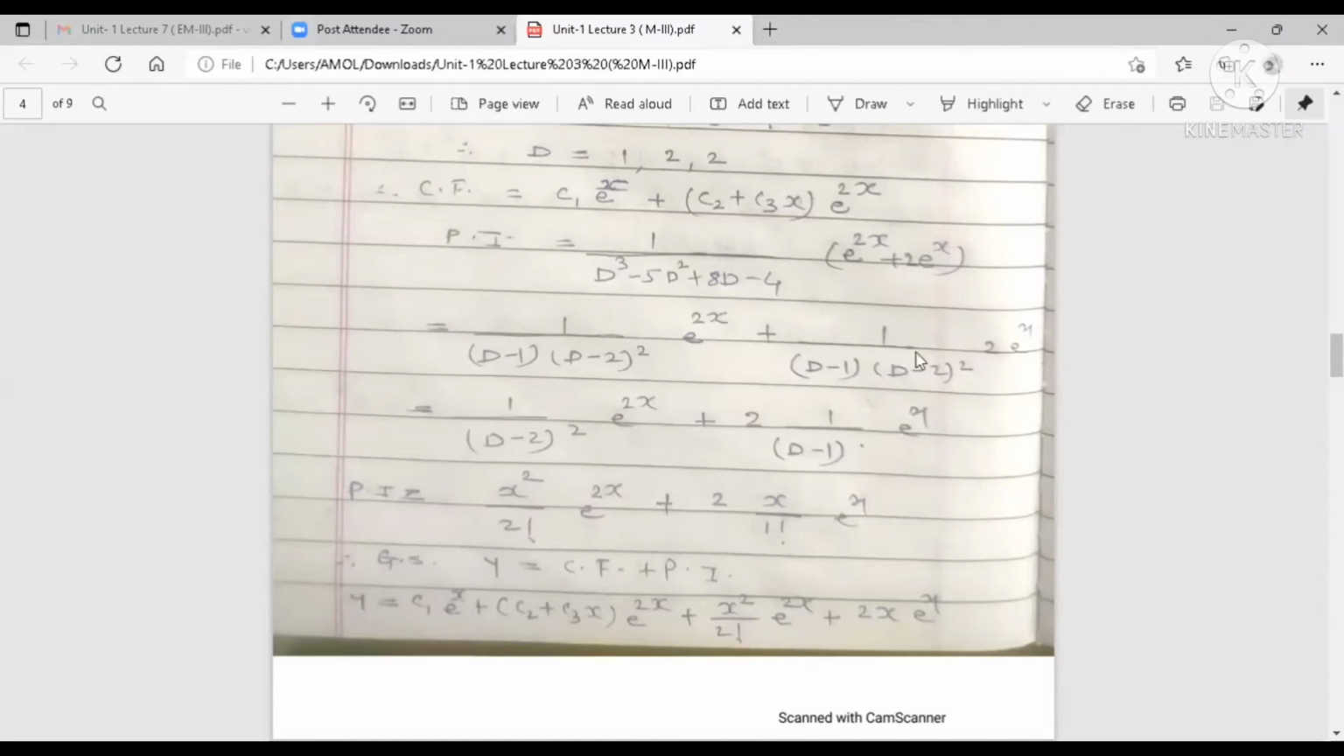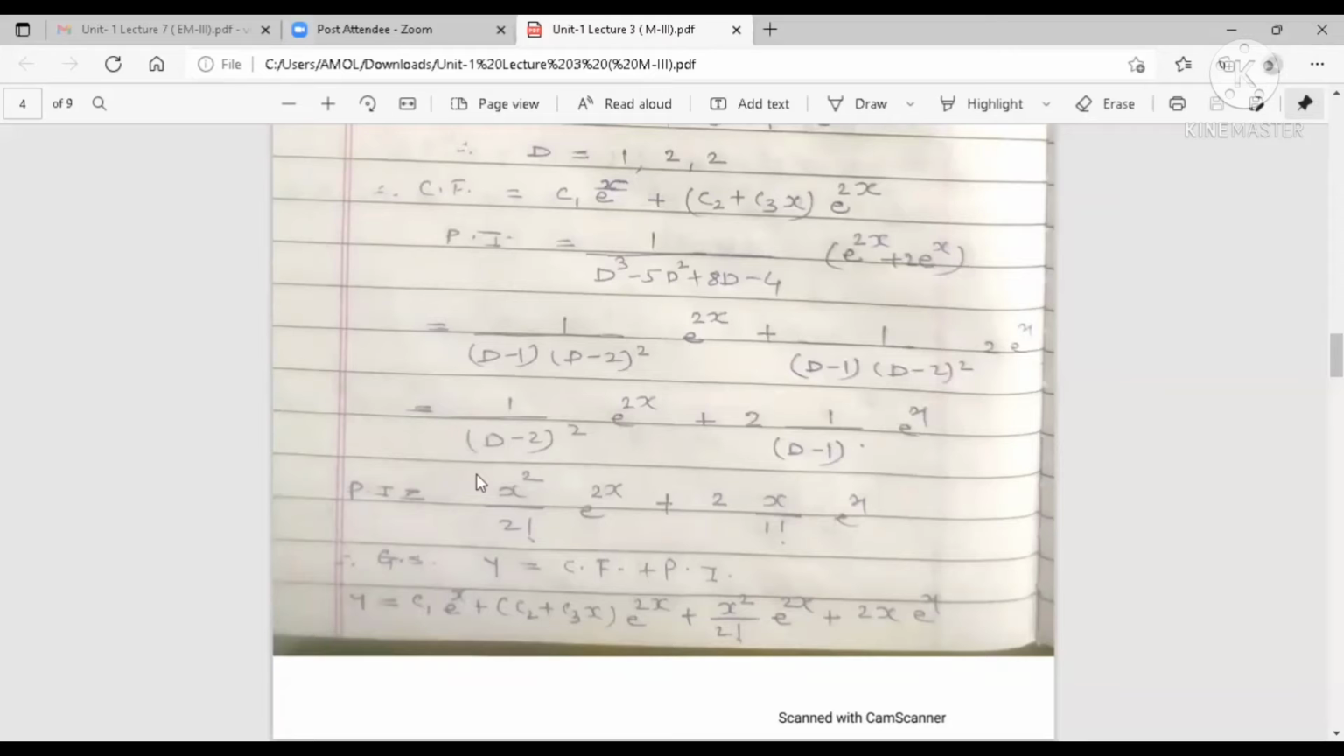So we have this term plus the second term, 2 constant, as it is. Now the exponential function is e raised to x. The coefficient of the exponential function is 1. So replace D by 1: 1 minus 1, 0. So it is the case of failure. So you solve for D minus 2 first. The coefficient of the exponential function is 1, so 1 minus 2 is minus 1. Minus 1 square is 1. So this is the next term, 2 upon (D minus 1) into e raised to x.